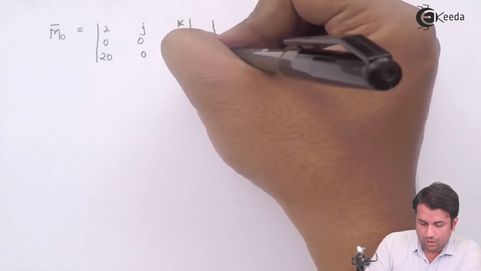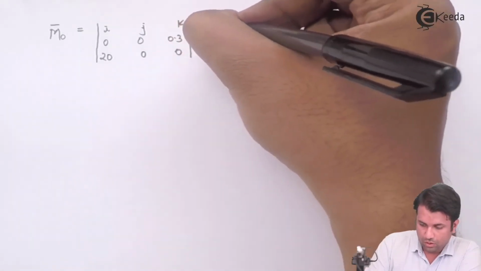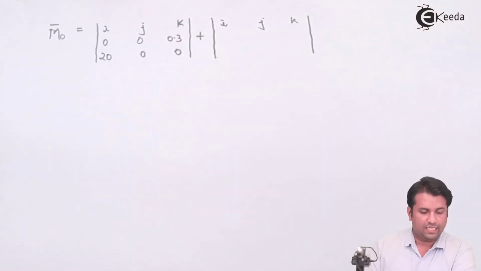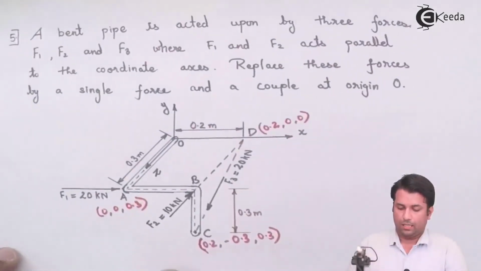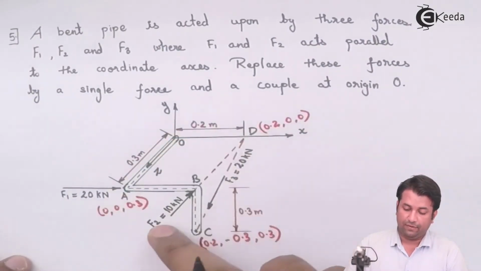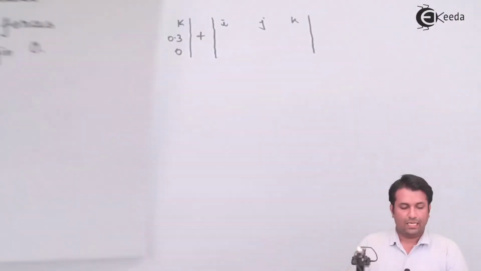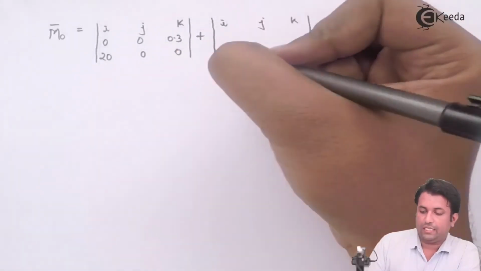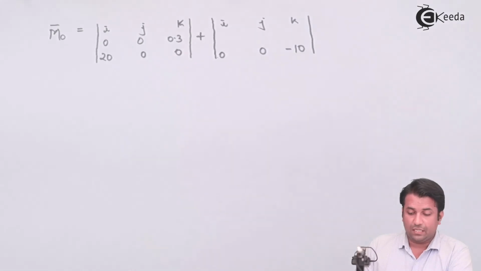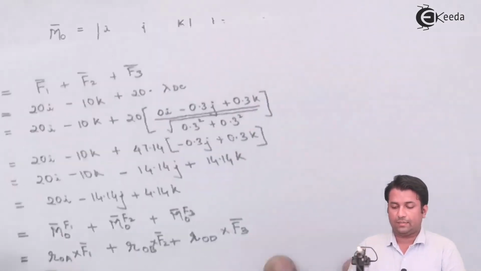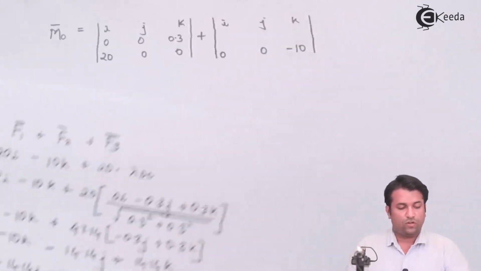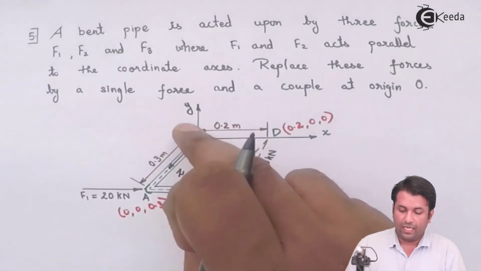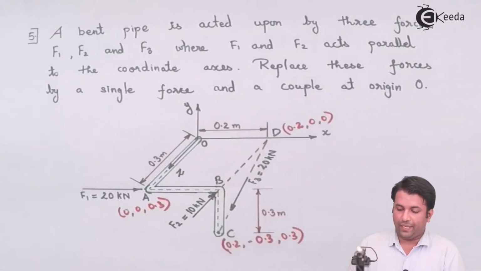Plus the cross product for the second force. The second force, F2, is parallel to the z-axis, and we know the force vector is minus 10 k. So I'll write over here minus 10; the i component and j component will be 0. The position vector I've written as OB. So I need to find the position vector OB, which means finding the coordinates of point B.